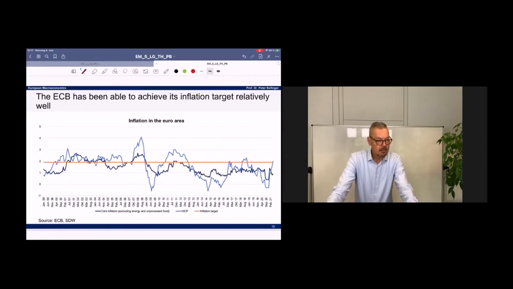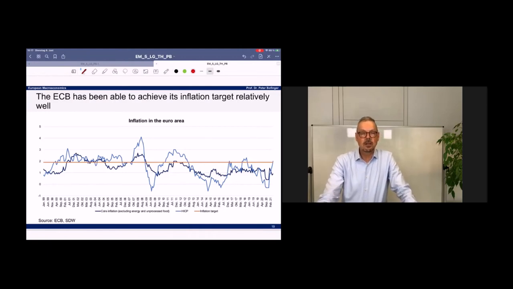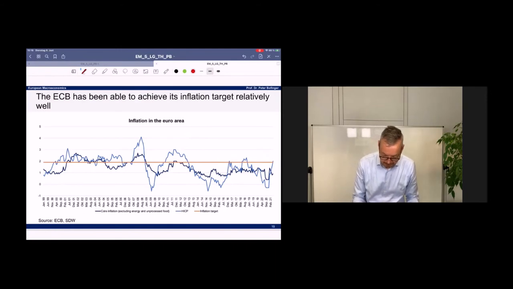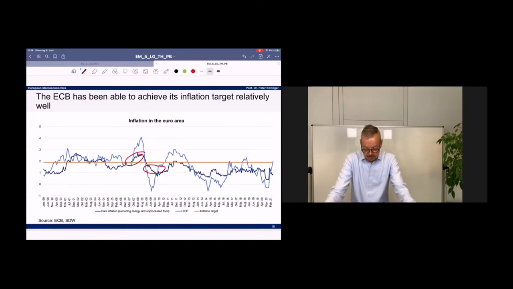Of course, in some periods the inflation rate was higher, in some periods lower. You can see here also the effect of energy prices. So the light blue is the harmonized index of consumer prices, HICP, and you can see that it's been relatively volatile in some years. In order to exclude the short-term fluctuations of energy prices on inflation, the ECB is always publishing a so-called core inflation rate, which is the HICP inflation rate minus energy prices, minus unprocessed food. And here you can see that this indicator, this core inflation, is of course fluctuating much less than the HICP inflation rate.